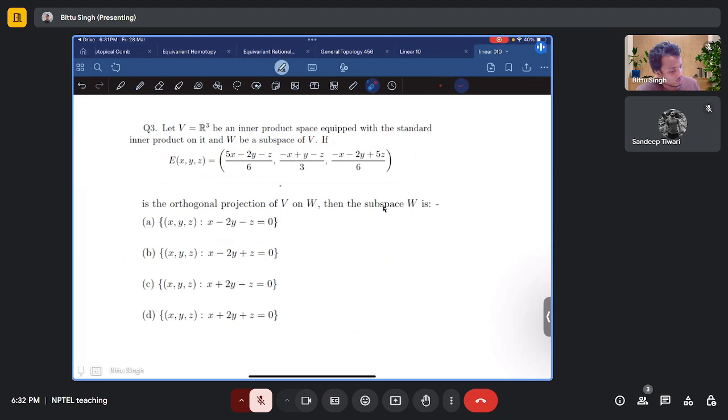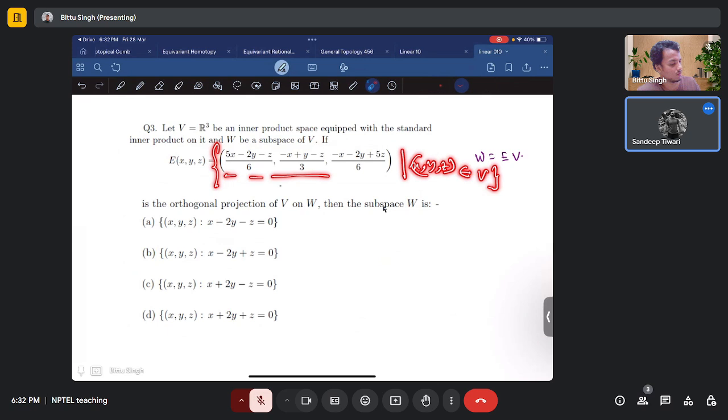Now, the question is, the subspace W is. So we need to find this subspace where the projection is done, right? So again, the subspace W, it is actually EV. That is, subspace can be written as all those XYZ such that XYZ belongs to the range space of E. Is it clear? Yes, sir.